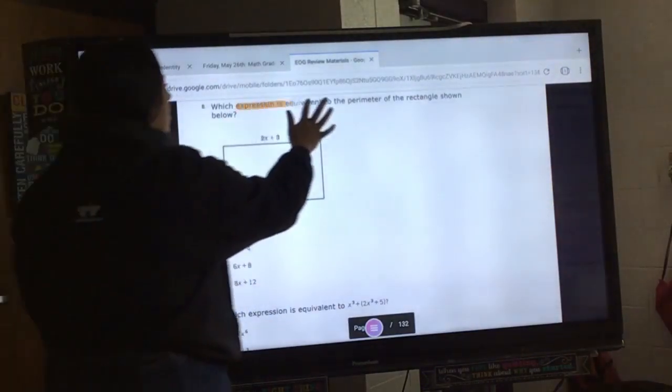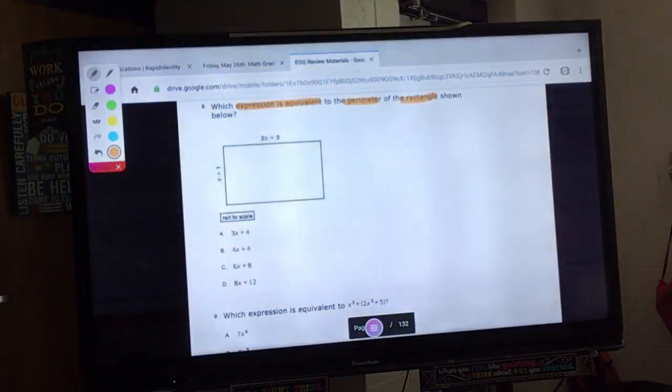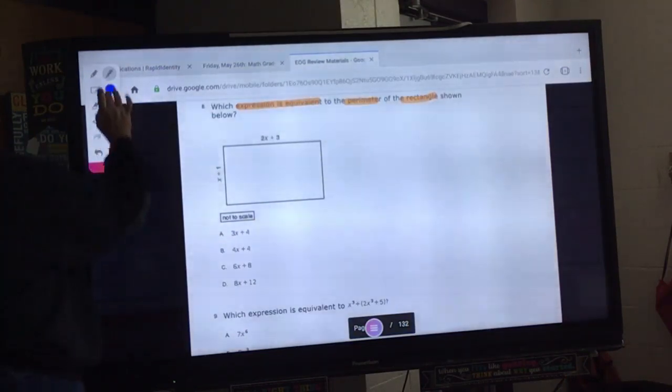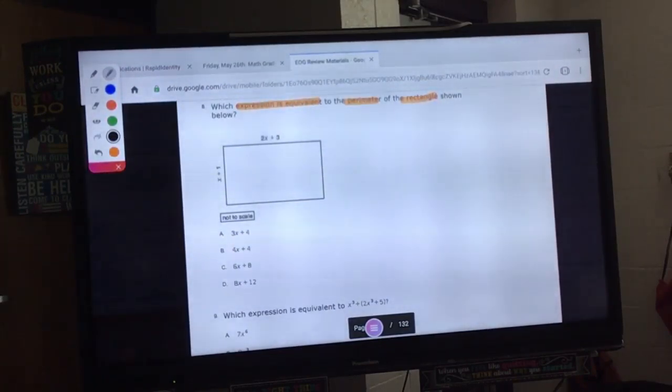So which expression is equivalent to the perimeter of the rectangle? Are we finding area? No, we are not finding area. What do we know about a rectangle?